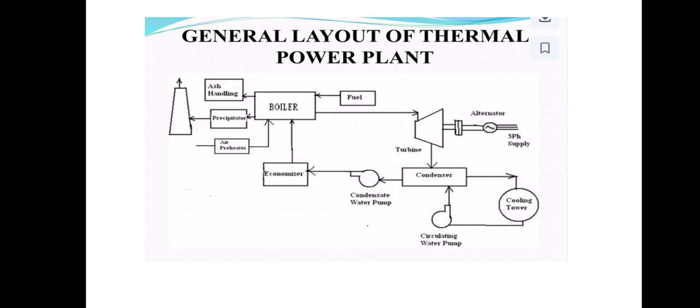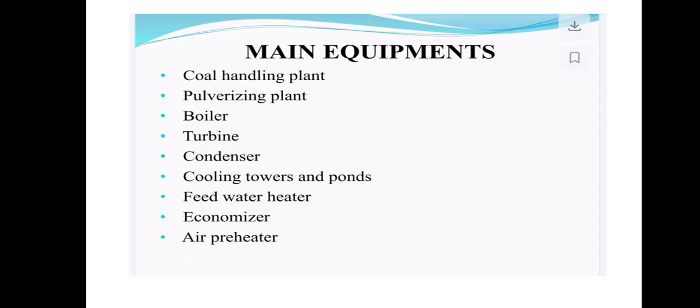In this power plant, boilers, ash handling, precipitator, air preheaters, economizer, fuel, condensate water pump, turbine, alternator, cooling tower and circulating water pump are present. Main equipment: coal handling plant, pulverizing plant, boiler, turbine, condenser, cooling towers and ponds, feed water heater, economizer, air preheater.